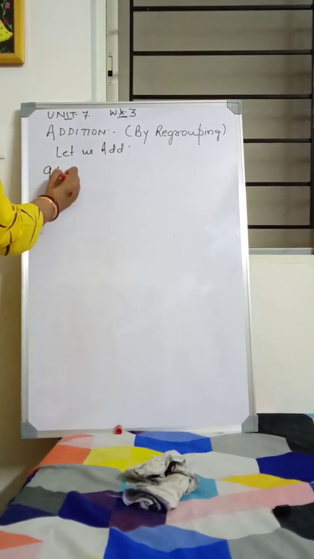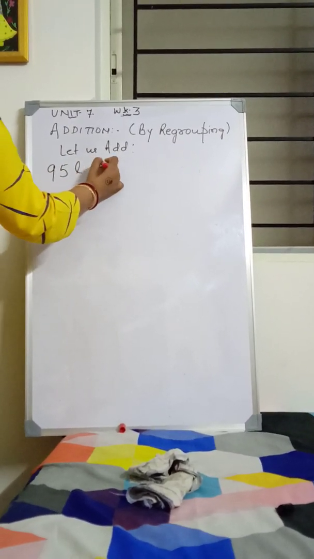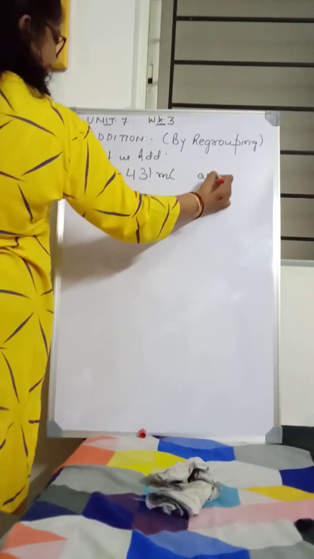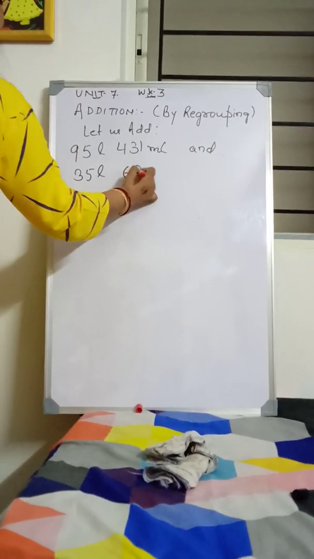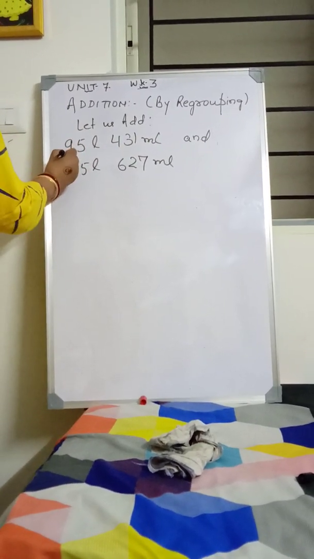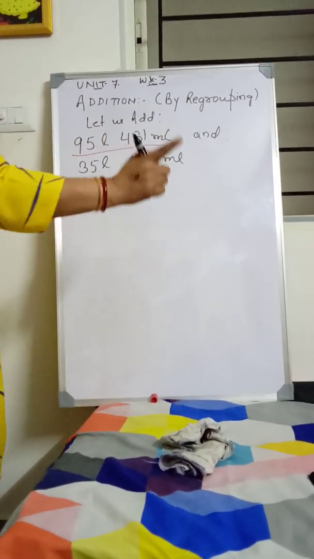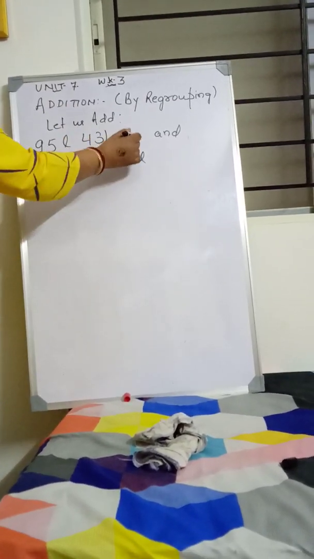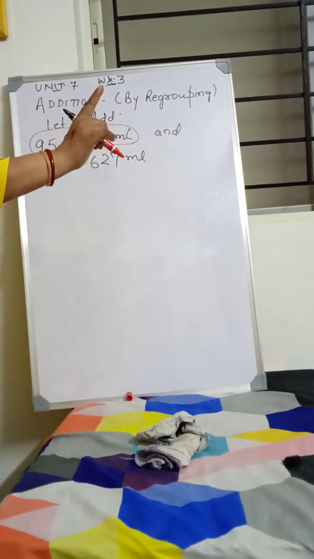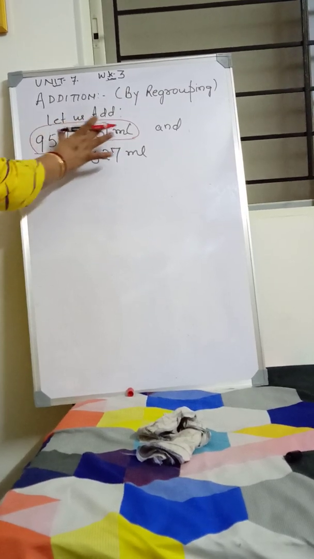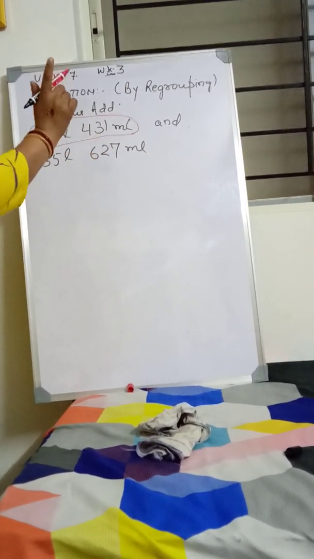95 liter 431 milliliter and 35 liter and 627 milliliter. So always remember that this 95 liter 431 milliliter is a number. These two are not different. These are a number, a single number. Always remember that. The unit is in liter and milliliter, but it is one number.